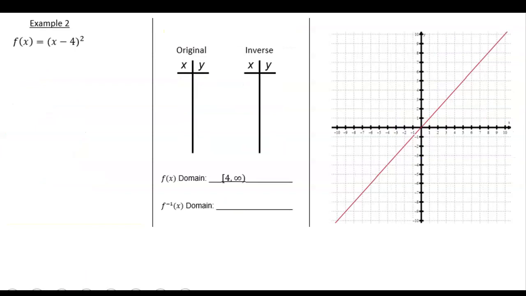Okay, example 2, same idea. Now, I know you can graph this. I know you can press Control T, right? You can get the table. Notice the domain says you want to start at 4. So will you be able to graph, Control T, and go down to 4? Okay, don't start at 0, don't start at 1, start at 4.